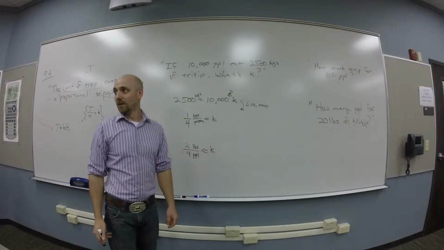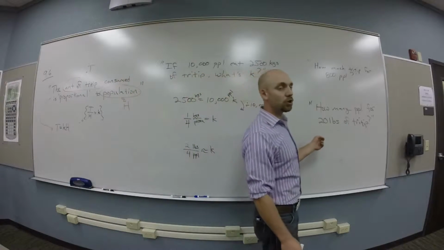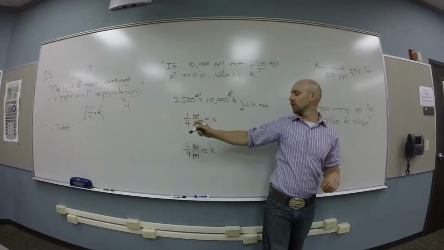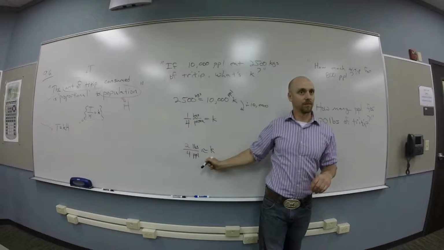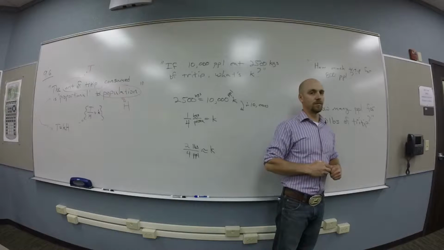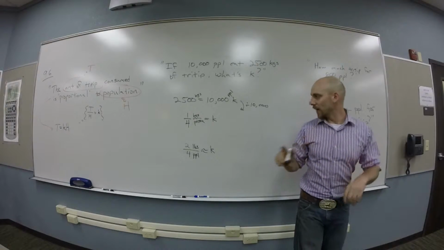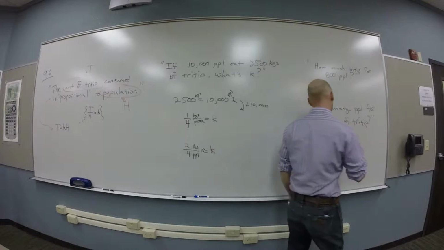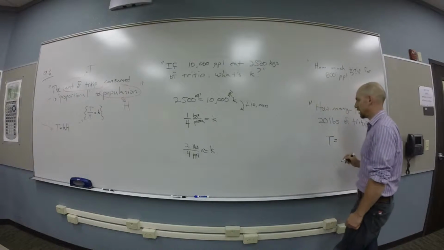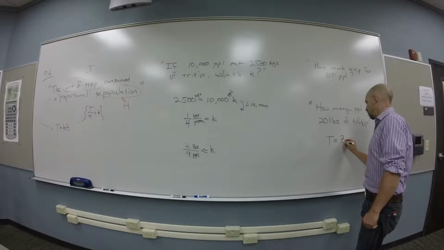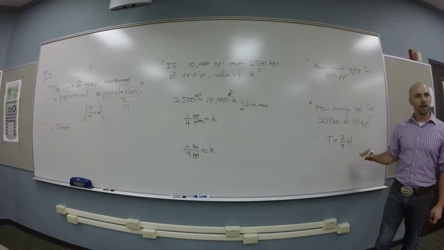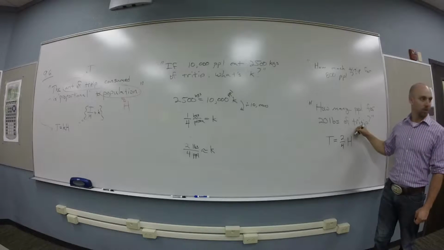Another way you could do this is to go back to your equation. You have T equals KH, and you know K. I made a little rounding, so let's assume it's exact. T is 2/4 H.